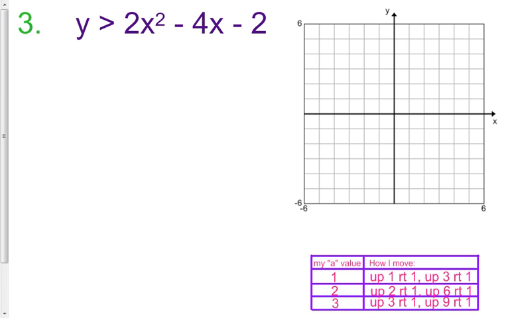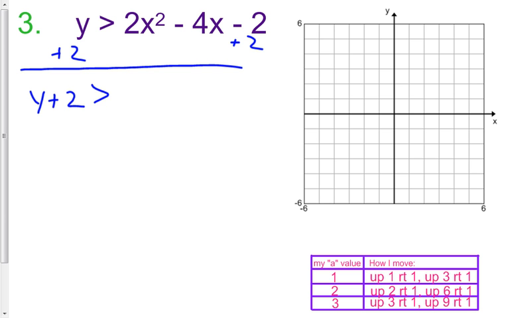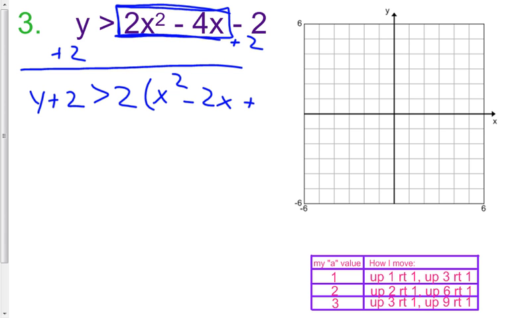All right, problem number 3. Y is greater than 2x squared minus 4x plus 2. Let's get this 2 off to the left. So now we have y plus 2 is greater than. We'll factor the 2 out of this part right away. I hope that's okay. That's going to combine these 2 steps. So 2 times the quantity x squared minus 2x plus a blank. I'm going to end up having a blank on the left side as well, so y plus 2 plus a blank.